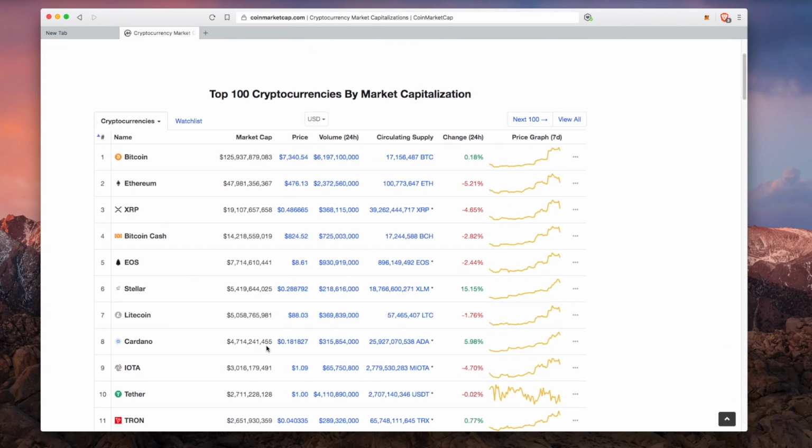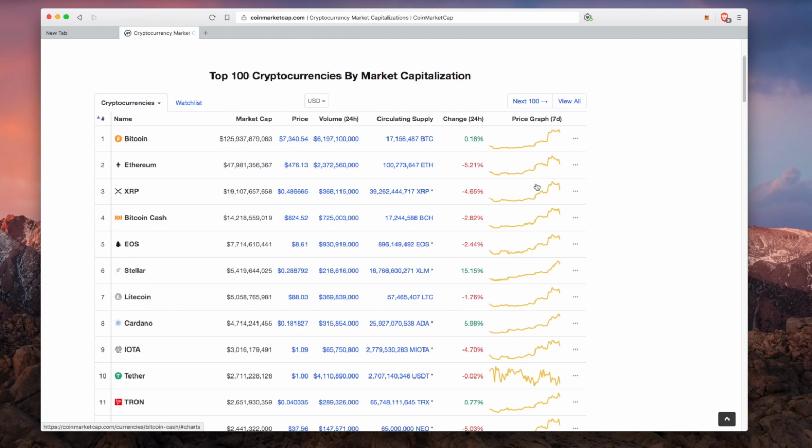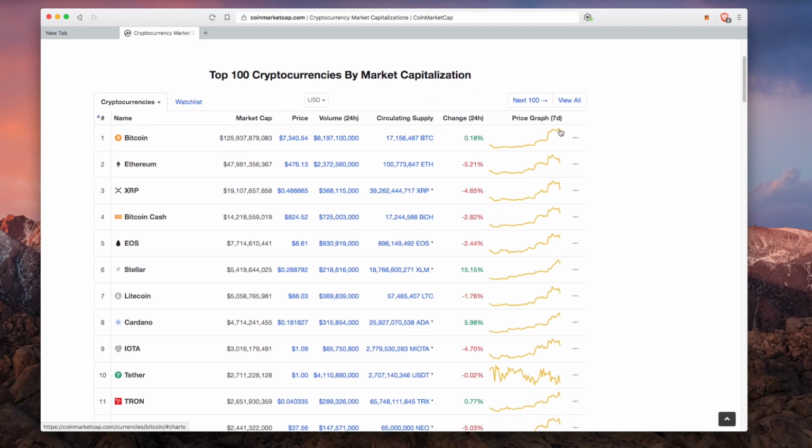Let's have a look at the other coins as well. Ethereum not doing too well. I think it's dipping very slightly. Ripple, Bitcoin Cash, everything's dipping slightly, because I think Bitcoin is on the way down very slightly too.